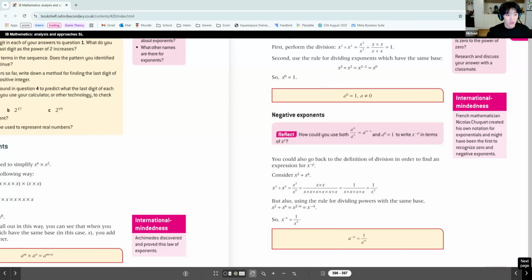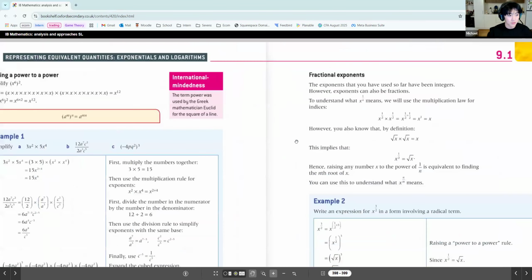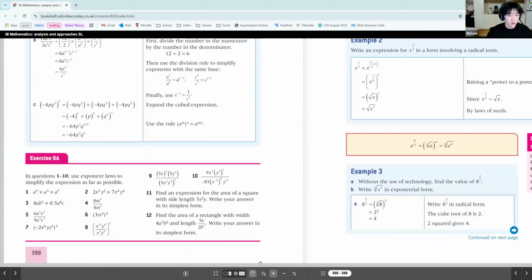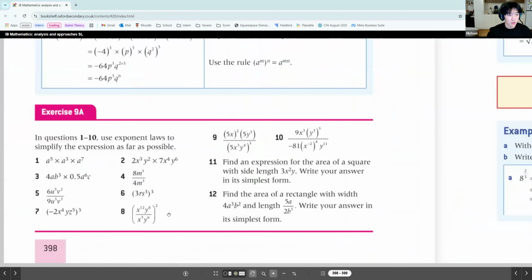No questions? Cool. And we move on to some practices. This practice might be a little bit hard, but here, do 9A. I guess we start from 1 all the way to 2, 3, 4, 5. We'll see how we do. Send me the answer in the chat when you get the answer.